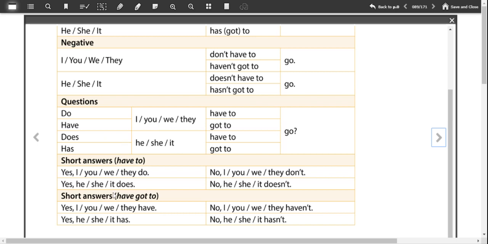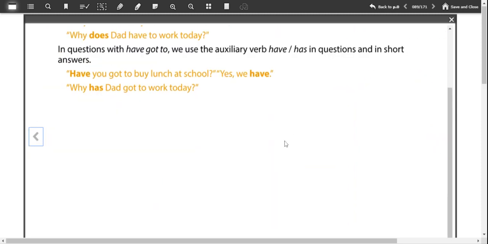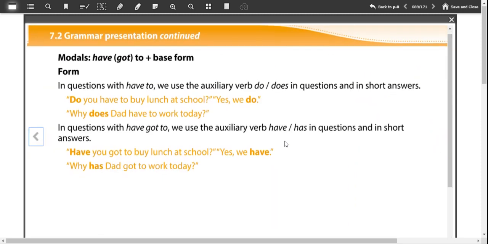Okay, and here are the short answers, guys. Yes, I do, or yes, he does, or he, she, it does. Short answers with have to and short answers with have got to. And then we have two observations when we're doing questions. In questions, with have to, we use the auxiliary verb do or does, like I just showed you in the structure, right? In questions and in short answers.